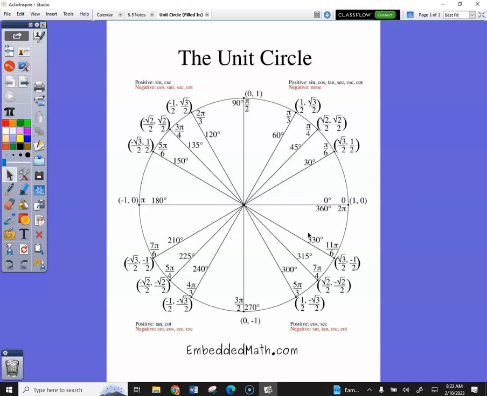Okay, the fill-in unit circle. Start getting comfortable with it. Practice filling it in. I'm going to give you blank copies so you can practice filling it in, or I'll put a link in Google Classroom to an online widget that you can type it in and it'll tell you if it's right or wrong.